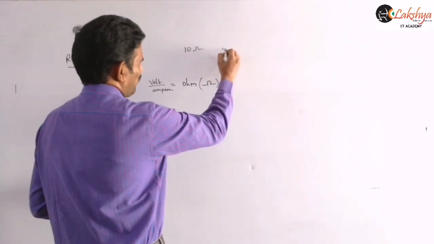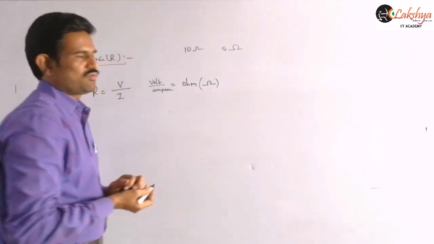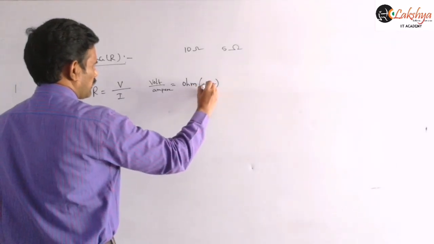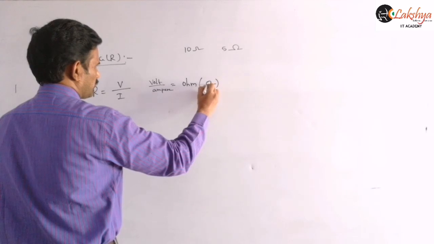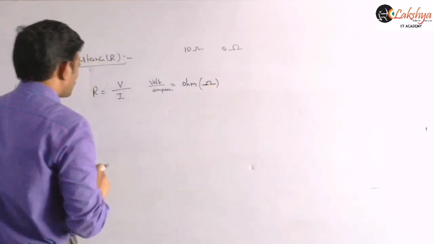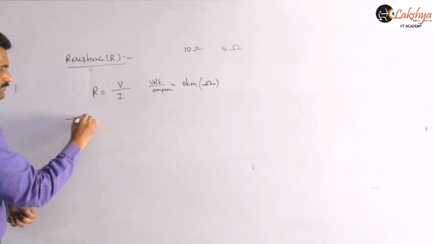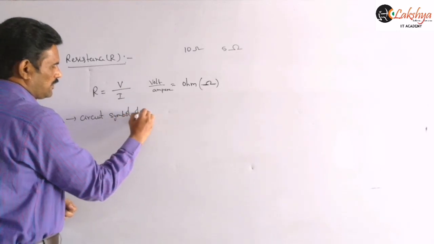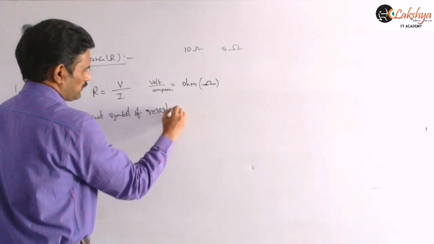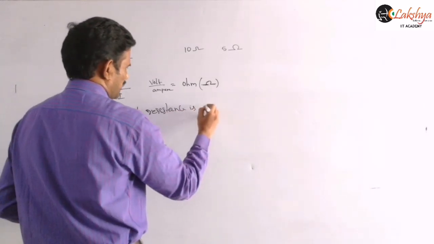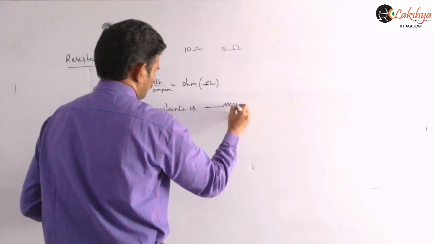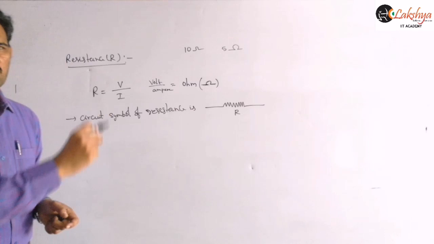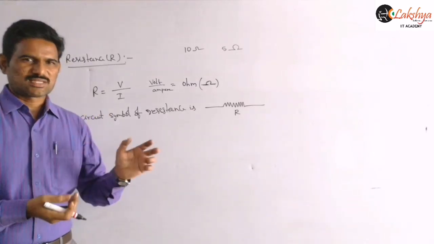If it is, say, 5 ohms, then we write like this. So that is the 5 ohms resistance there. So that is a symbolic representation of this ohm, right? And next here, the circuit symbol of resistance is, so we represent in circuits like this. So this will be the representation of the resistance there. Whenever you are observing such a symbol in a circuit, that is the resistance, right?